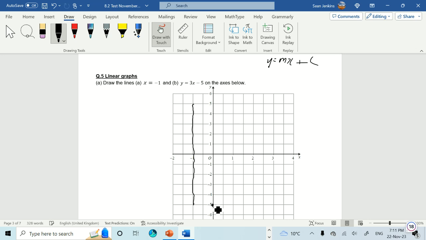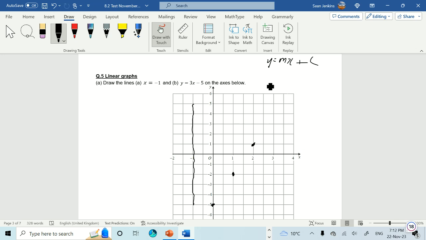So here is one point on the line. If I put x is equal to 1, I've got 3 take away 5, which is y is equal to minus 2. And here is another point on the line. If I put x is equal to 2, what's the value of y? Well, 3 times 2 is 6, minus 5 is 1. So here's another point on the line. I've got 3 points on the line.